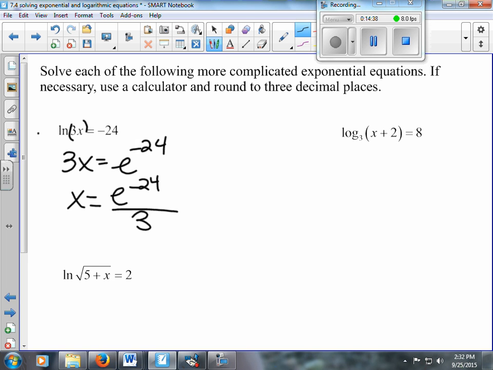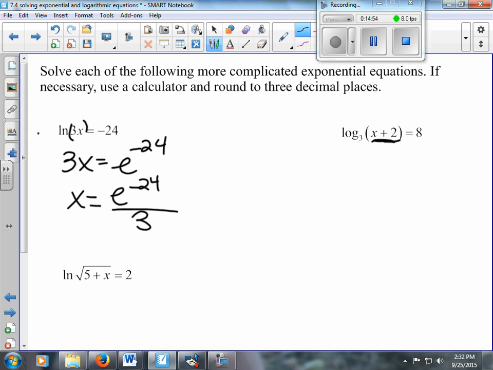I need to solve for x, so I need to get rid of the plus 2 and the log base 3. The first thing to get rid of is the log base 3 because it's furthest away. So the first thing you would do is add 2. That's the last thing you undo when you're solving.